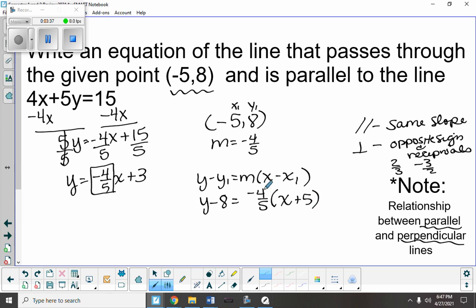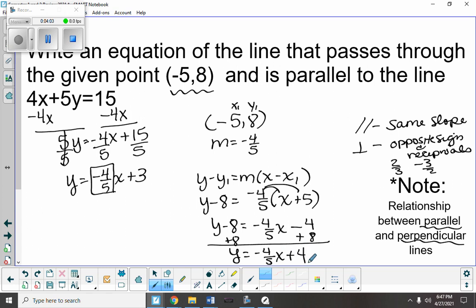So to simplify, we distribute. And then a negative times a positive is a negative, and 4/5 times 5 is 4. Lastly, let's get y by itself. So we'll put it in slope-intercept form. I like graphing that way better. And that is your equation. So both lines have the same slope, so these will be parallel.